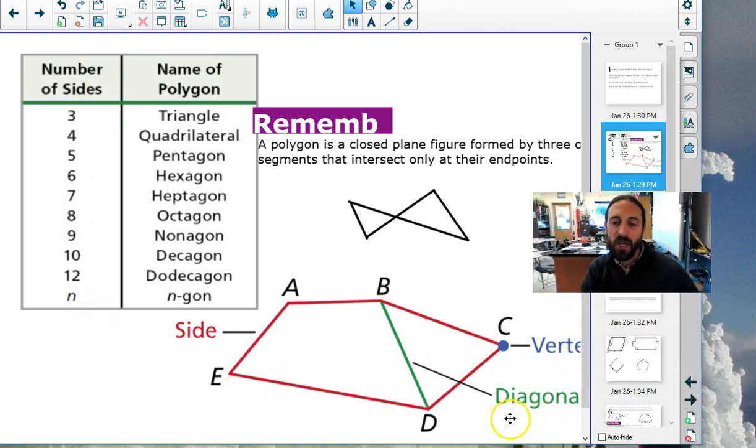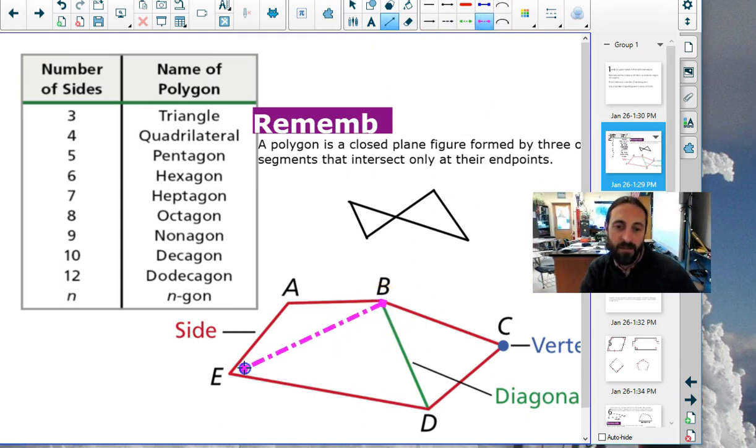Diagonals, of course, connect non-adjacent endpoints. So adjacent endpoints would be A, B, C, D, and E in that order. However, D and C connect, they're a side. D and B do not connect, they're a diagonal. Another example of a diagonal would be B to E. That's another diagonal. Of course, just like in triangles and whatnot, vertices mean the angles, the corners there. So those are the critical pieces of language: what a polygon is, what a side is, what a vertex is, and what a diagonal is.